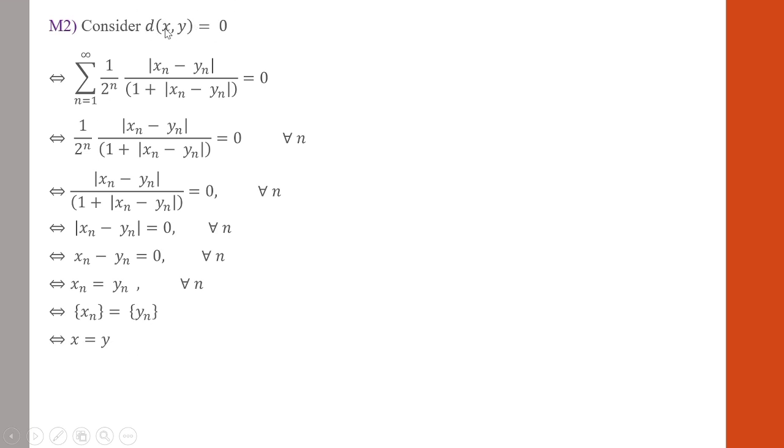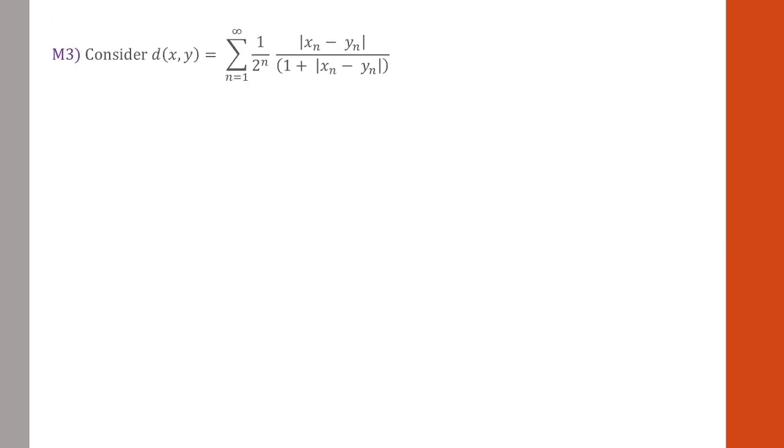Thus we start with d of xy is equal to 0, and it implies x is equal to y. Also, if you consider x is equal to y, on the reverse step we get d of xy is equal to 0. So therefore it satisfies the coincidence property. Now next property, that is we have to prove the symmetry.